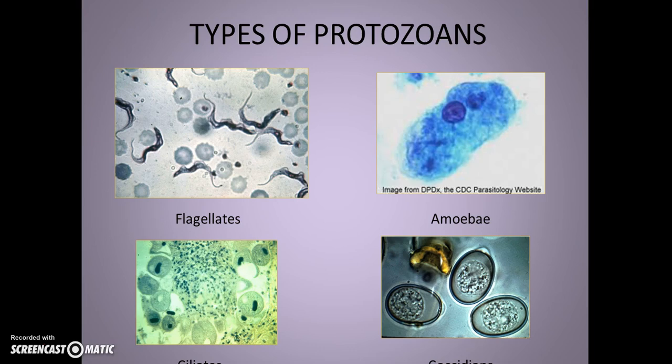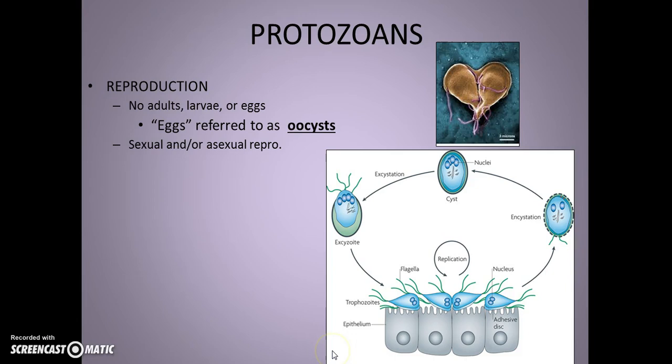So there are many different types of protozoans. Protozoan parasites can have flagella that help them move around, or cilia, as you can see in this bottom picture, that also help them move around in the site of the body that they are infecting. So we call them flagellates and ciliates. Now we also have a type of protozoa known as amoeba and also coccidians. So the two main ones that we're going to be learning about are the flagellates and the coccidians.